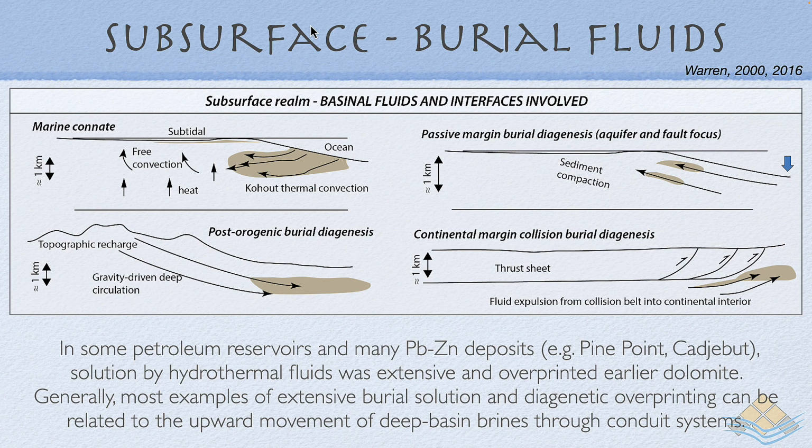So in many petroleum reservoirs and many lead-zinc deposits, such as Pine Point and Gays River, and we'll discuss these a little later, we see solution driven by hydrothermal fluids as an extensive overprinting, quite often of an earlier reflux dolomite. Most examples of this extensive burial solution and diagenetic overprinting are related to the escape or the upward movement of deeper basinal brines through conduit systems, such as faults and aquifers.